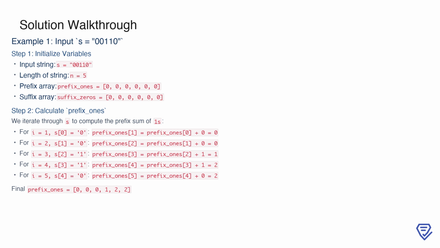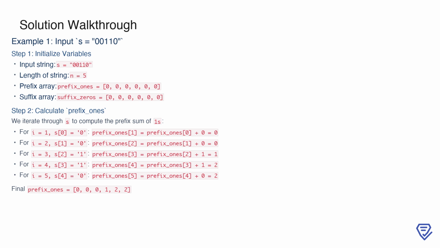To solve the problem, we start by initializing the necessary variables. The input string is given as 00110, and its length is 5. We then define two arrays, a prefix array, prefix_ones, which will store the cumulative count of ones from the beginning of the string up to each position, and a suffix array, suffix_zeros, which will store the cumulative count of zeros from the end of the string backward to each position. Initially, both arrays are filled with zeros and have an extra space at the beginning and end, respectively, to simplify calculations.